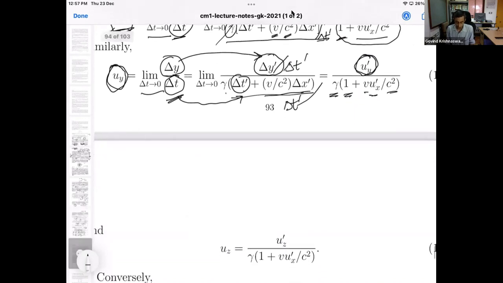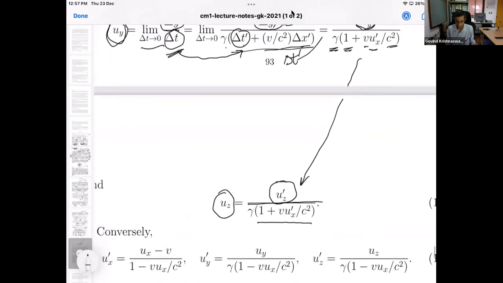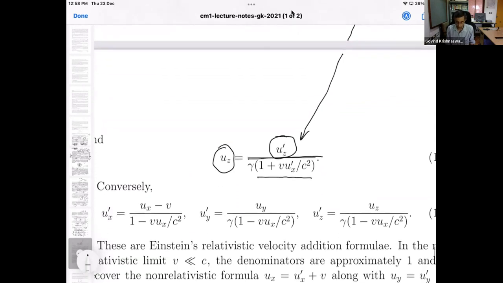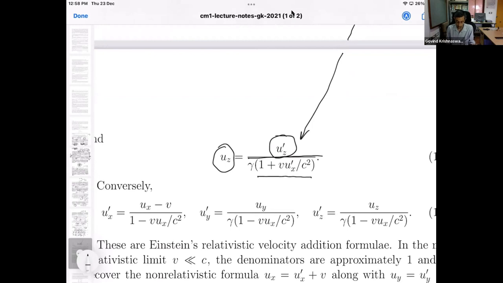There is a very similar formula in the z direction that is identical. The y and z are identical. You replace y's by z's. So uz would be given by uz prime divided by gamma times 1 plus v ux prime upon c squared. Okay, so these three formulae give you the velocity addition rules in special relativity for motion along the x direction, relative motion between two frames.